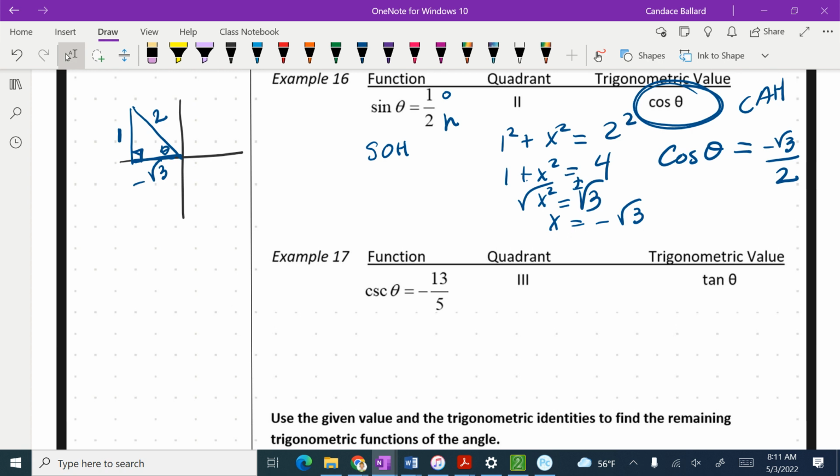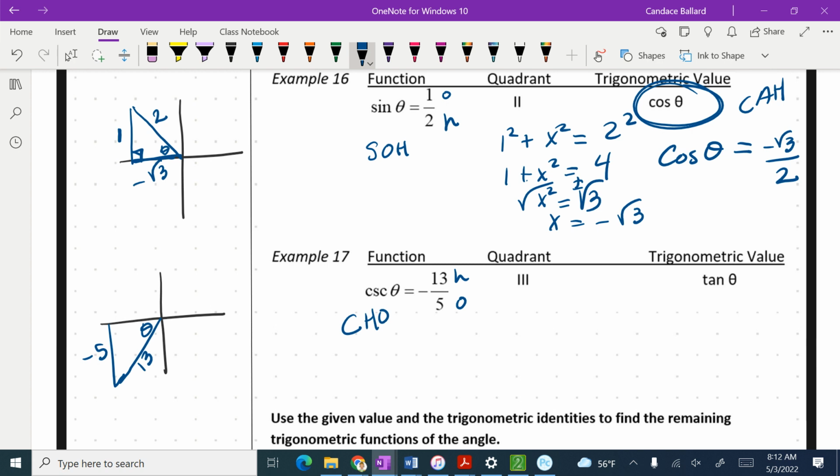Again, I'm going to draw my picture. What quadrant is my triangle in this time? 3. Drawing it down here. All right. We're talking about the cosecant. So cosecant is what in SOHCAHTOA world? Good. Hypotenuse over opposite. Is hypotenuse ever allowed to be negative? No. So I know that my hypotenuse is going to be positive 13 and my opposite is going to be negative 5.